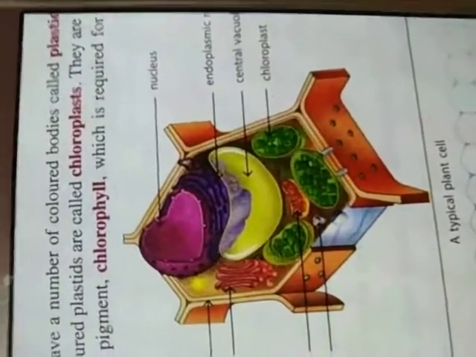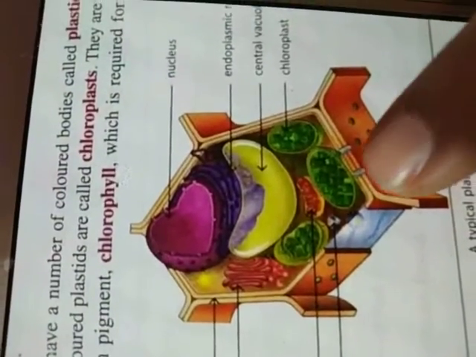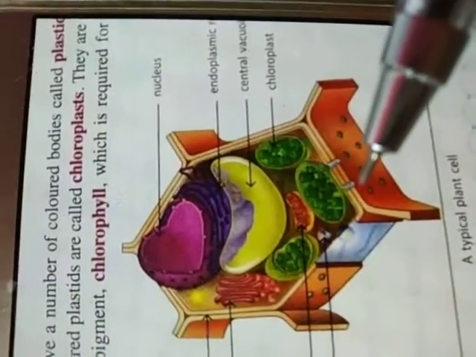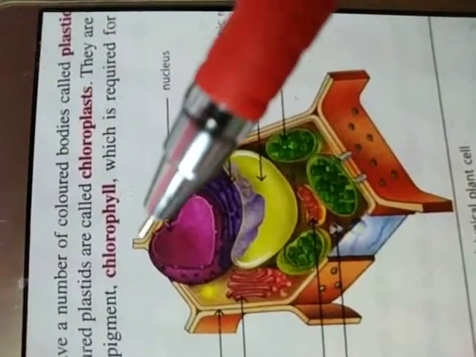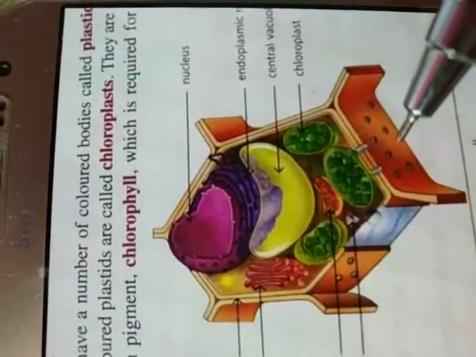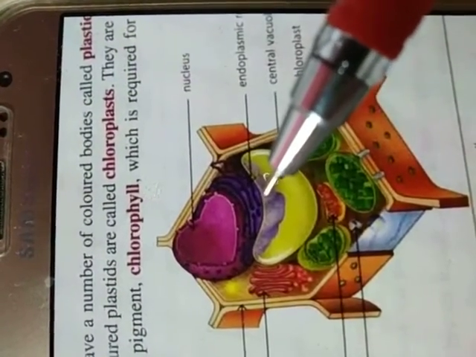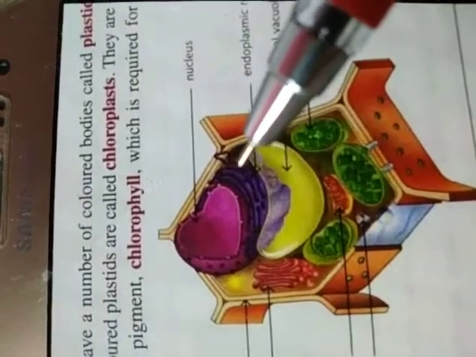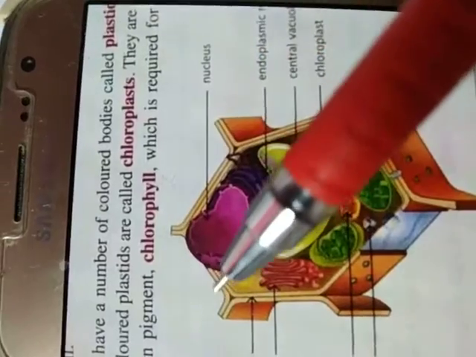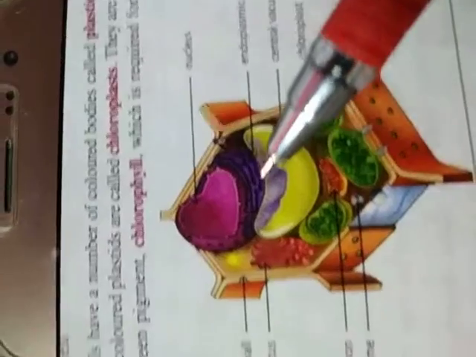Students, today we will discuss a typical plant cell. It is a diagram of a typical plant cell. You see, in the previous class we have already discussed the basic structure of a cell, and that at the outer side of the cell there is a membrane known as the cell membrane or plasma membrane.